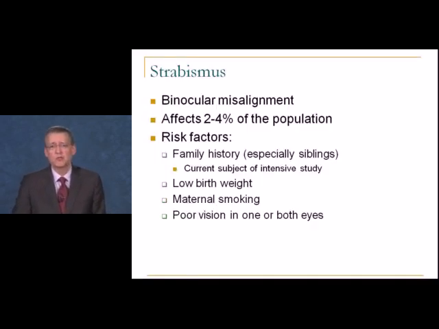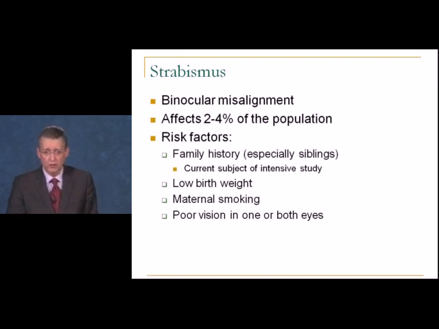So strabismus is when that doesn't happen and you have misalignment of the two eyes. The visual axes don't converge onto the same point of interest. And it's common. It affects 2 to 4% of the population, and it's definitely more common in siblings who are affected. Family history is definitely strong, and we're actually working now.